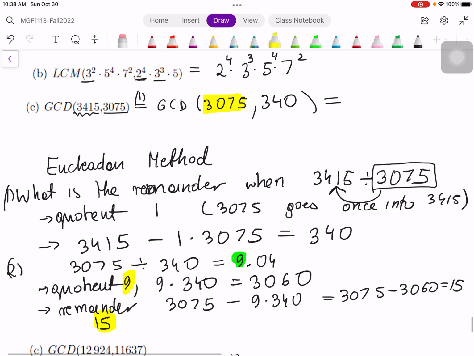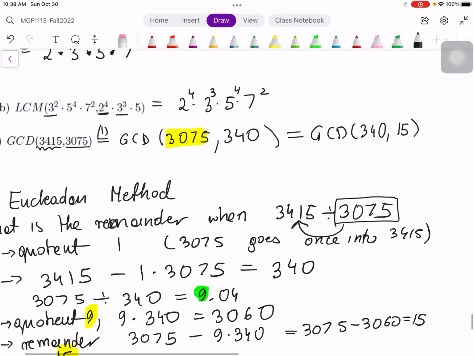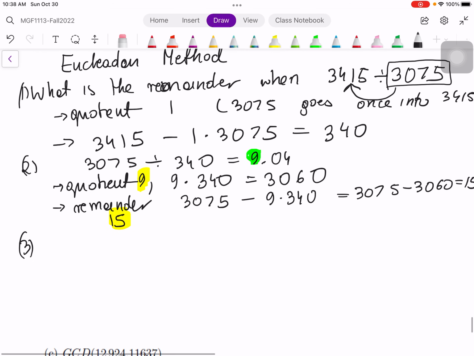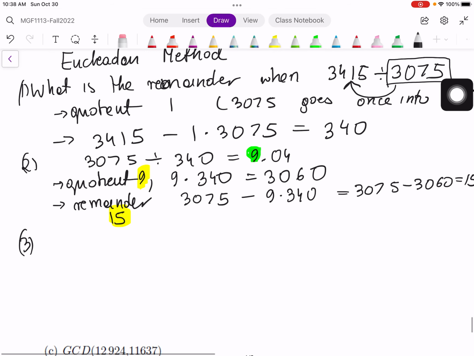So this means, continuing, that this is now the greatest common divisor. Again, you keep the smaller of the two numbers and then the remainder of their division. Okay, so this was the second step. Now we continue this until it's obvious what's going on. So now the two numbers involved are 340 and 15, right? So let's do 340 divided by 15.